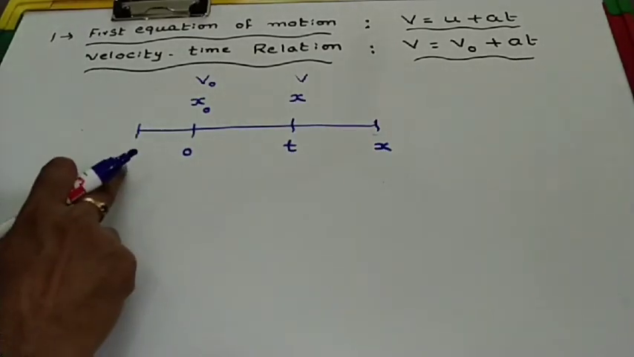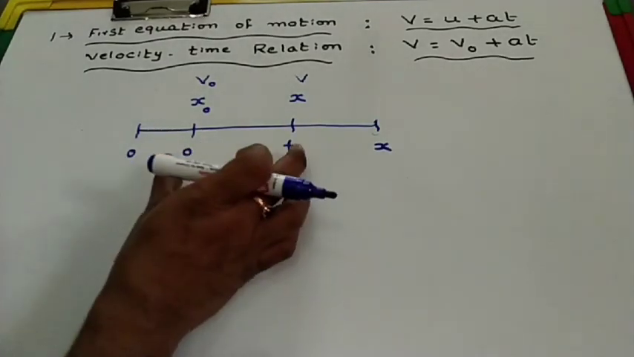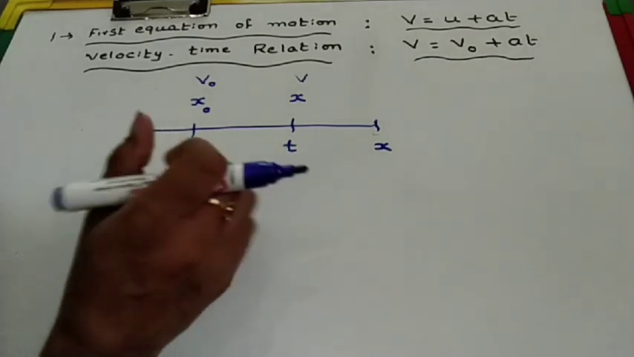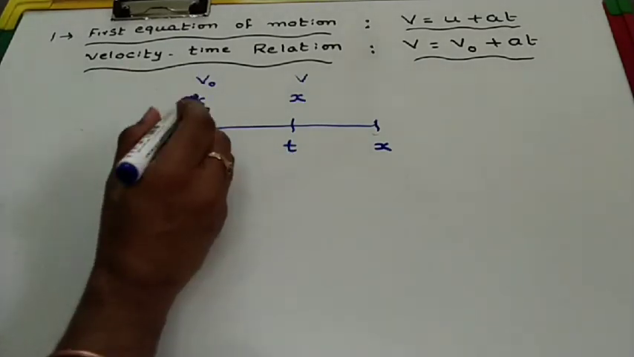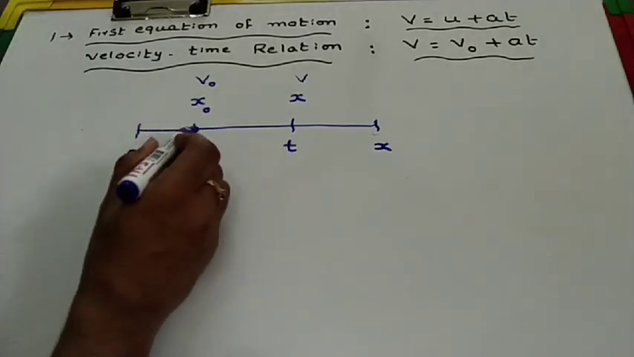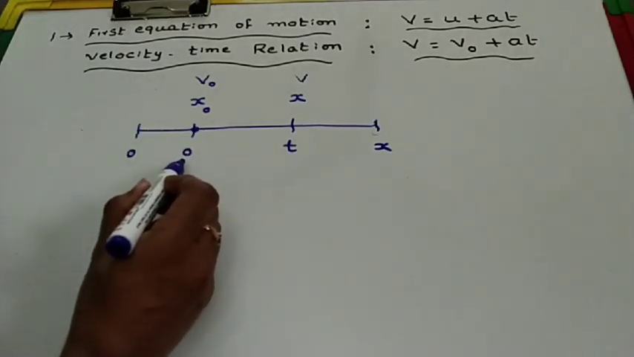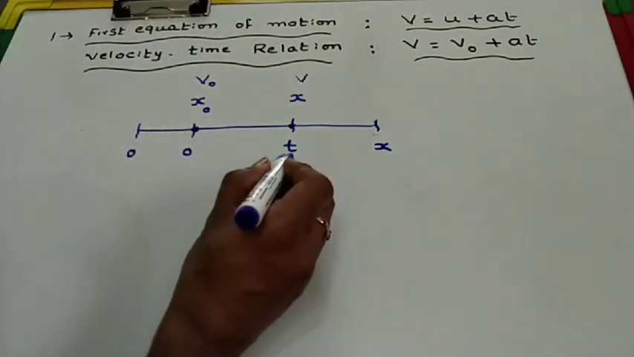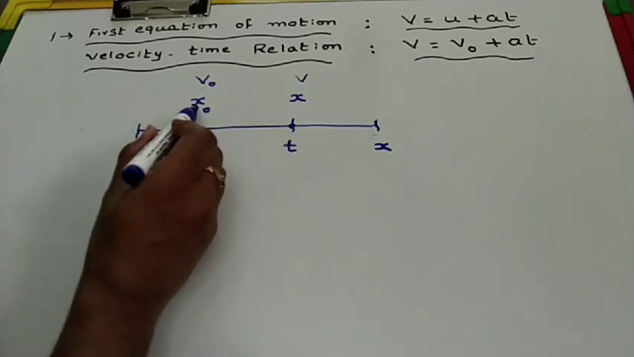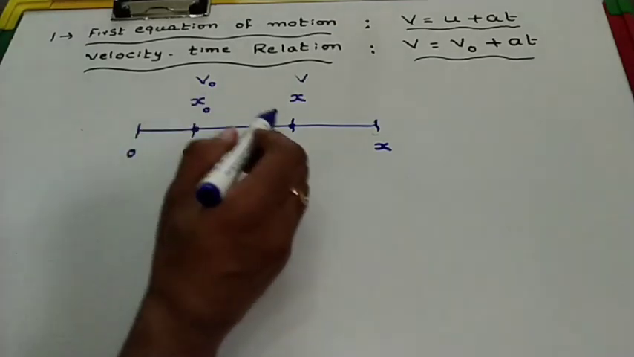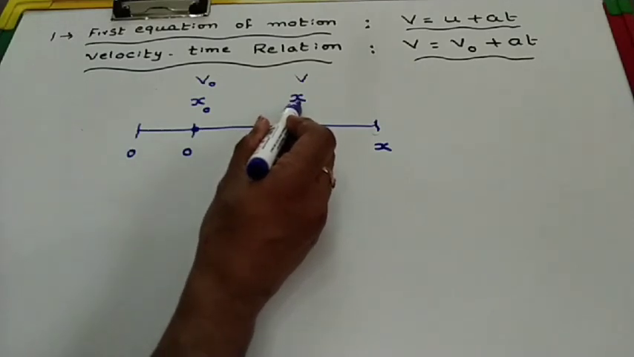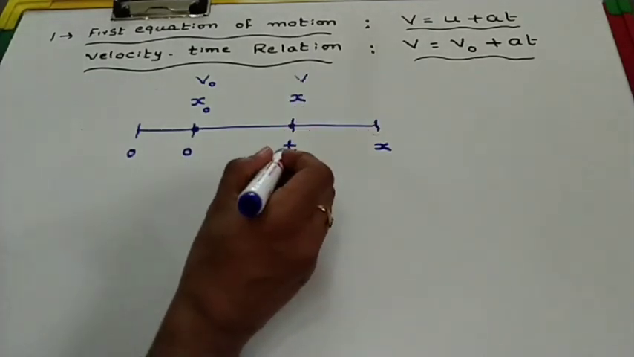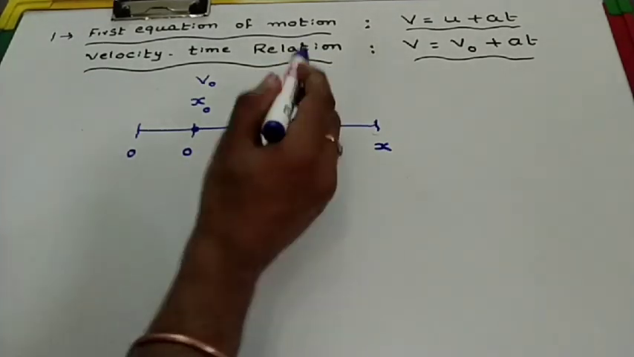That means total from 0 to x. In between, this is the starting point, this is the ending point. Here we are observing a vehicle that started here. At that time, we consider time equal to 0. After some time, we consider the time as t. Initially, its displacement is x naught. After that, its displacement, or position, is x. Initially, its velocity is v naught. After some time t, its velocity is v.